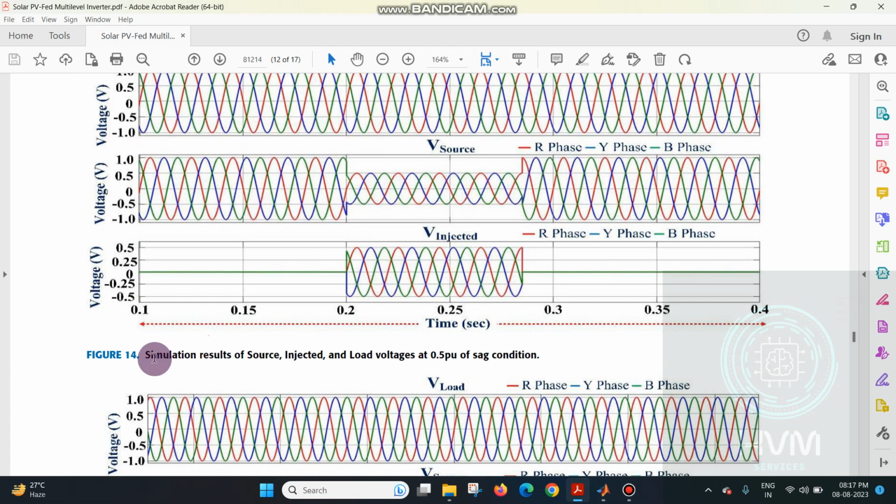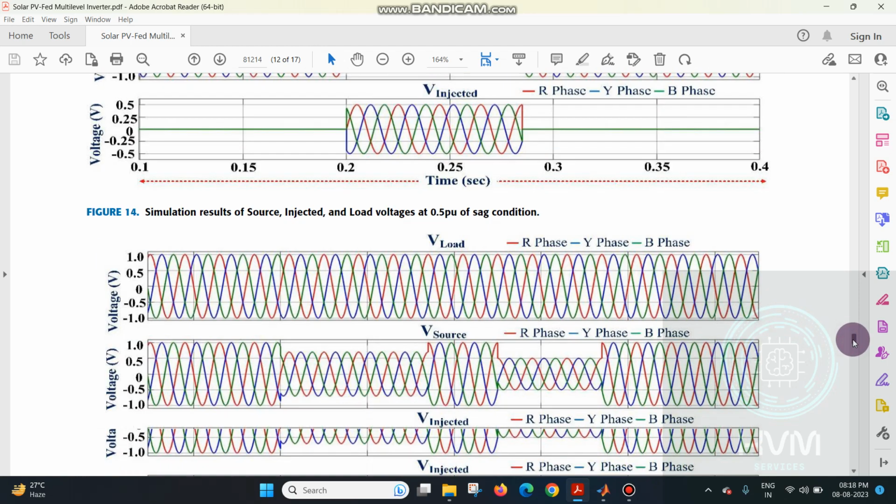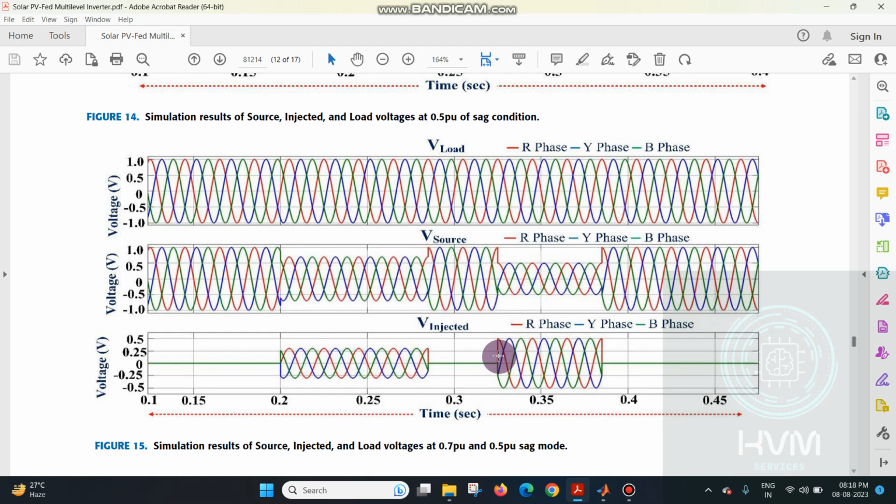In this project, we are using 0.5 per unit. We are measuring the output values in the per unit system, right? So we are applying 0.5 per unit and 0.7 per unit. Different sag values will be present. The magnitude of the sag will be 0.7 here and 0.5 here, at different timings. The x-axis will be time and the y-axis will be the voltages.